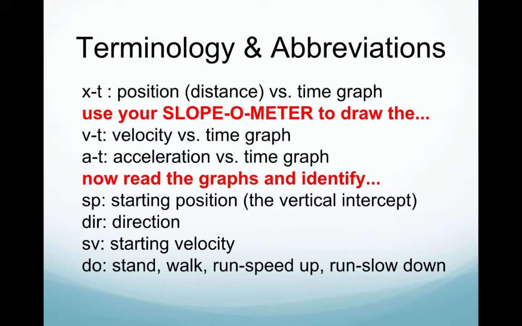Then you're going to use your slopometer, that handy dandy popsicle stick, to draw the VT, or velocity versus time graph, and the AT, acceleration versus time graph. Once you've drawn those two graphs, you can read the graphs and identify the SP, or starting position, that's the vertical intercept, the DIR or direction, the SV, starting velocity, and the DO. What is the object doing? Stand, walk, run, speed up, or run, slow down.